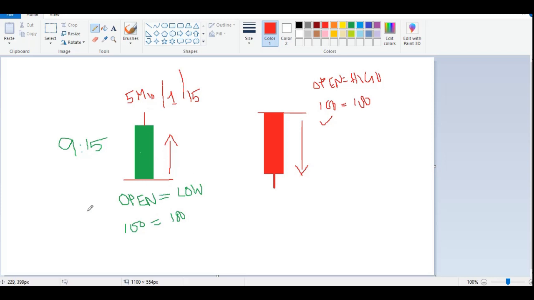If open is equal to low, it is a bullish candle, so we can initiate a buy here. If open is equal to high, we can go for sell. We also use some other tools for the confirmation of the entry.